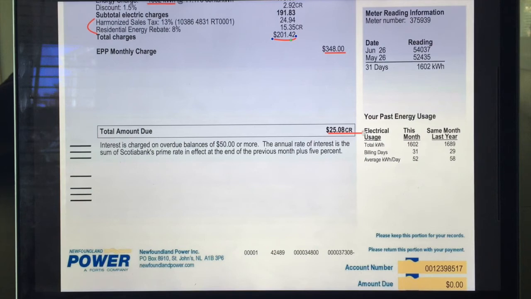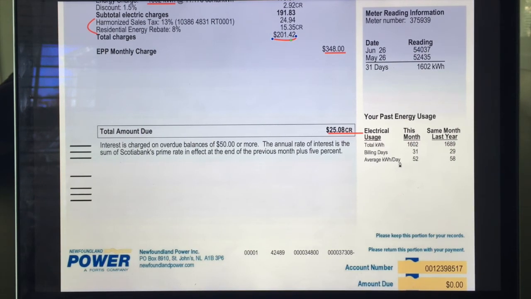So this part down here is also super useful, where it shows you your past energy usage, and essentially it shows you this month compared to the same month last year. So for this month, like we said, 1602 kilowatt hours, and if you look at the same month last year, we used 1689. Now, you can't just compare those directly because it depends on how many billing days are actually in the period. That's why it's very convenient to talk about kilowatt hours per day.